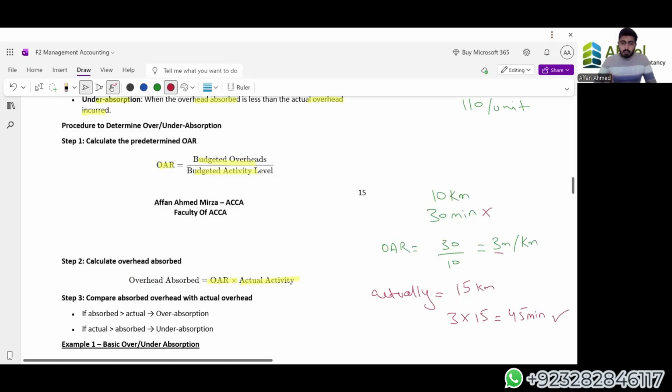Okay. Once I have done this, what I will do is compare it with actual. If absorbed is greater than actual, then it is over absorption. In actual, if we take 50 minutes, that means we have under absorbed, because our actual was greater than absorbed. And if we take 40 minutes, this will be over absorption because I have absorbed more than my actual. This is the complete scenario of under and over absorption.